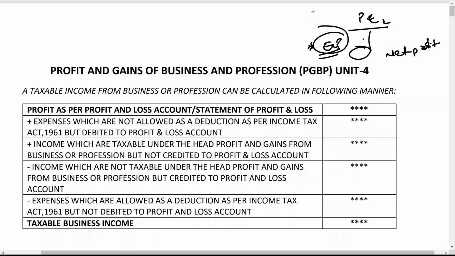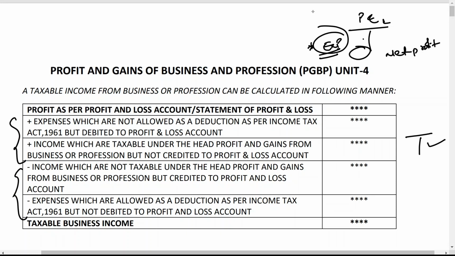Now the next one: income which is taxable under the head profits and gains from business or profession but not credited to the profit and loss account. Here you have to add certain incomes which are not recorded on the credit side of the profit and loss account. So this is the credit side, and that income is not recorded. If it is not recorded, you have to add those incomes, and by recording them on the credit side, you are increasing the profit.